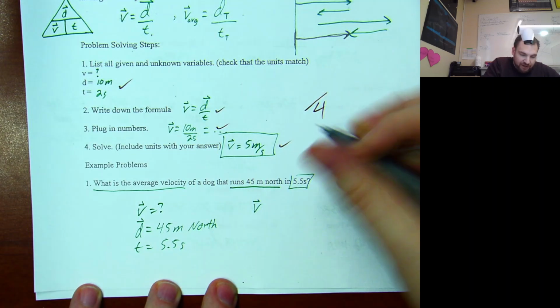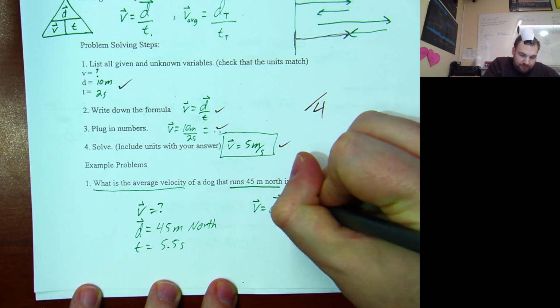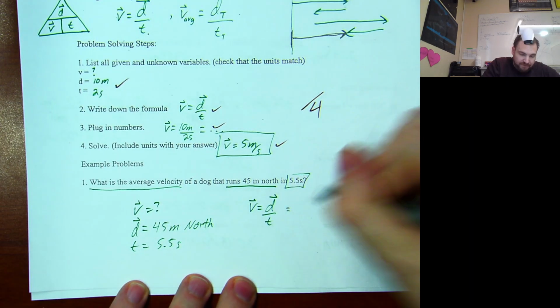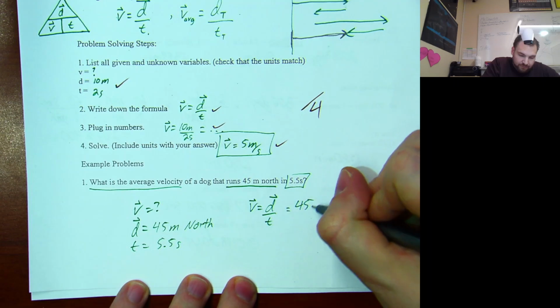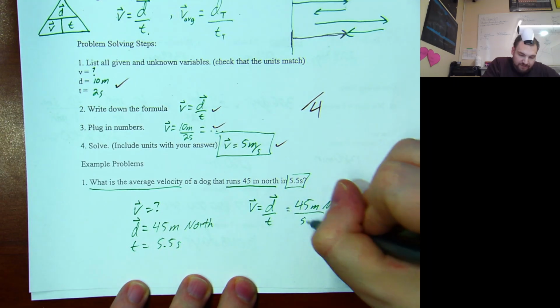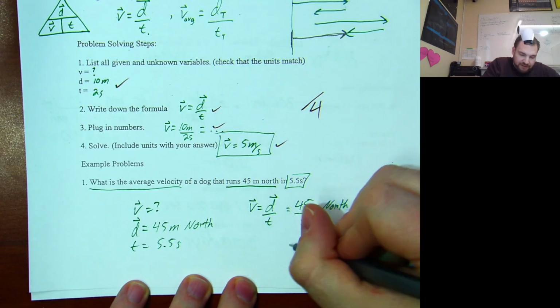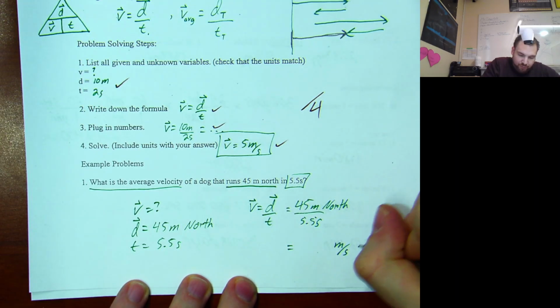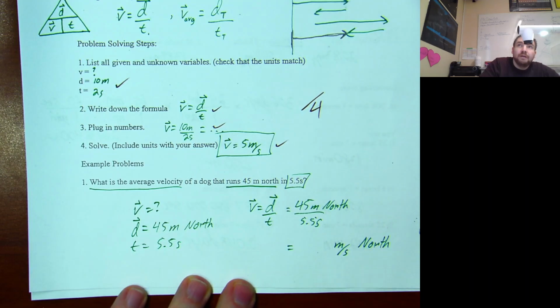So the relationship here: velocity is equal to displacement over time. And now we fill it in. 45 meters north divided by 5.5 seconds is going to give us a velocity in meters per second, and the direction is already given to us there: north.